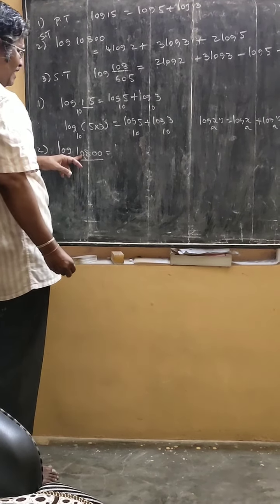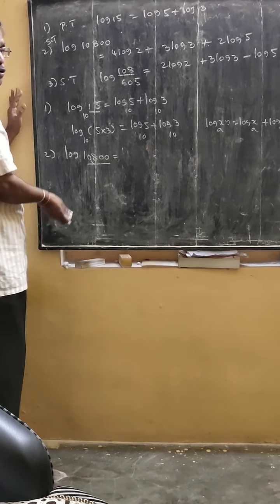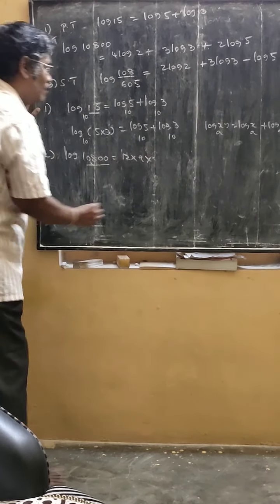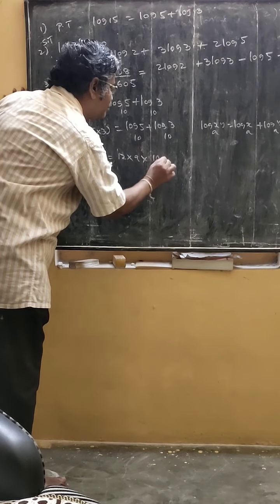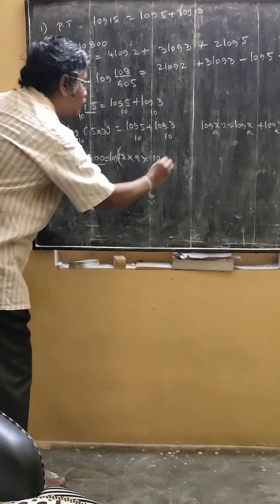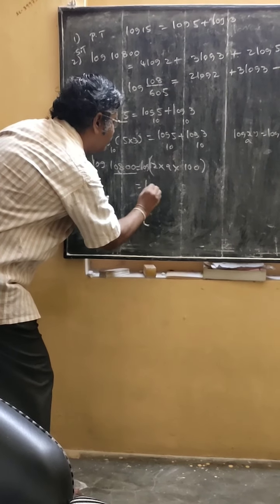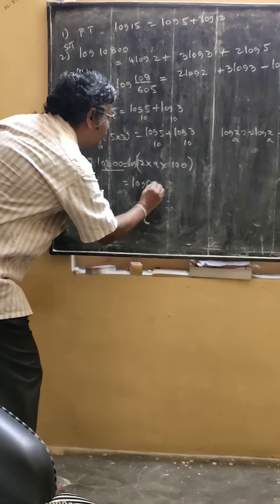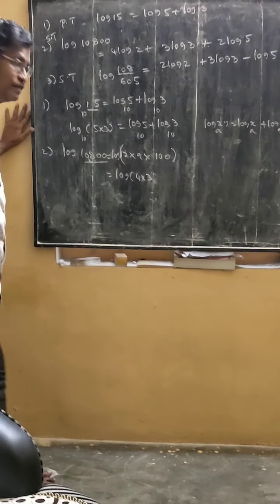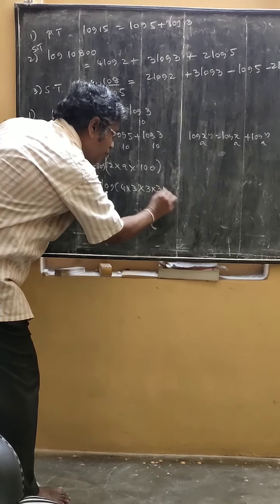You see, 10,800. How can you write it? 108 is 12 into 9, that is correct. Into 100, it can be written as 12 into 9 into 100. Log of 12 into 9 into 100. Log of 12 is 4 into 3, 9 is 3 into 3.